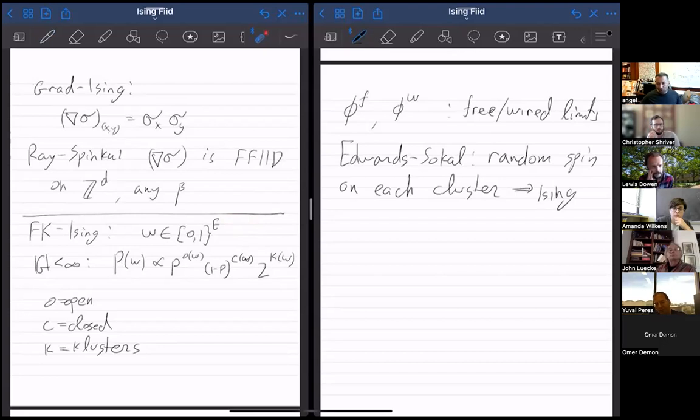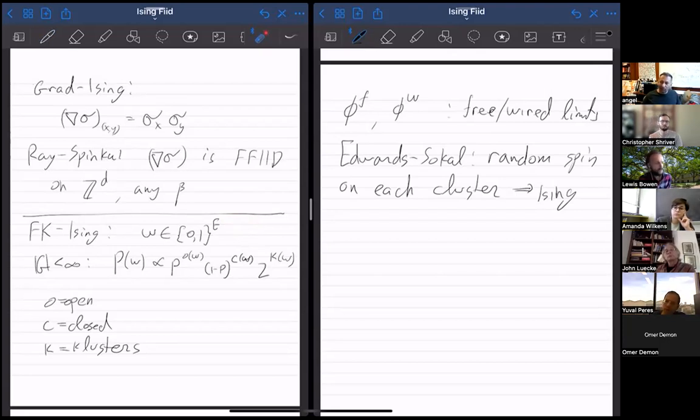And on a finite graph, it is a fairly straightforward calculation that if you now assign a random spin plus or minus 1 to each cluster, so each cluster has a single coin determining the spins, then you get Ising. Oh, okay. And you can also go back. The reverse connection is also quite simple.